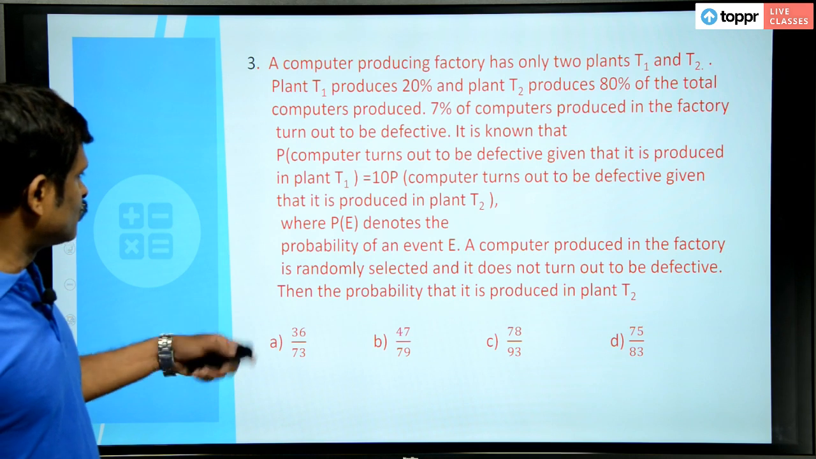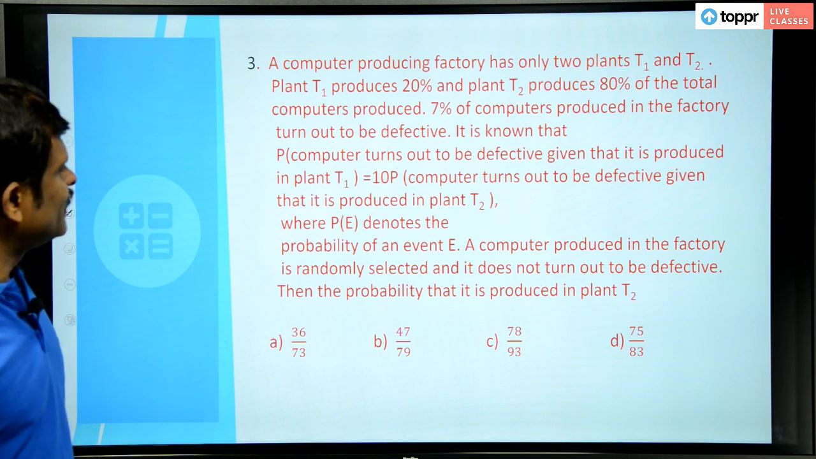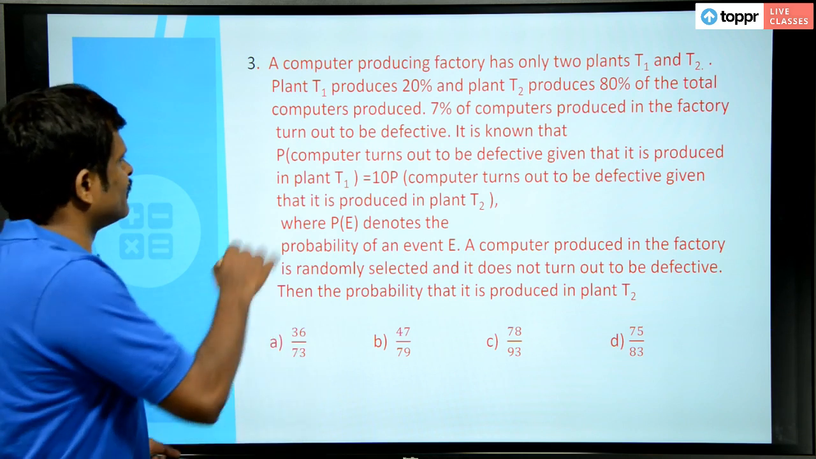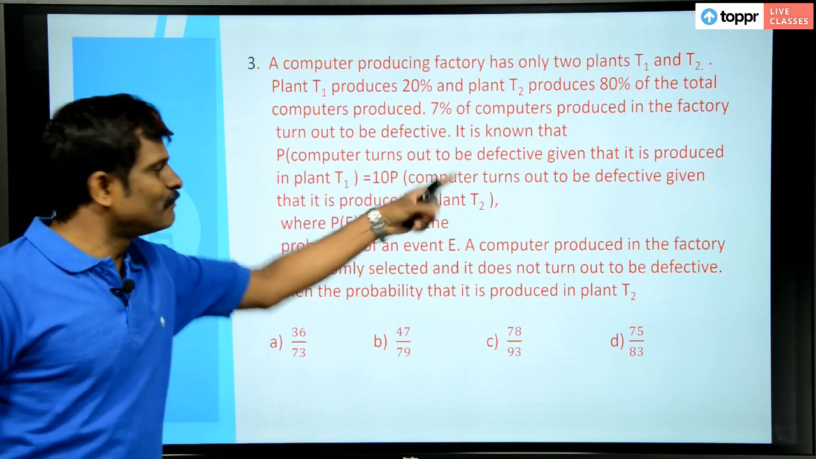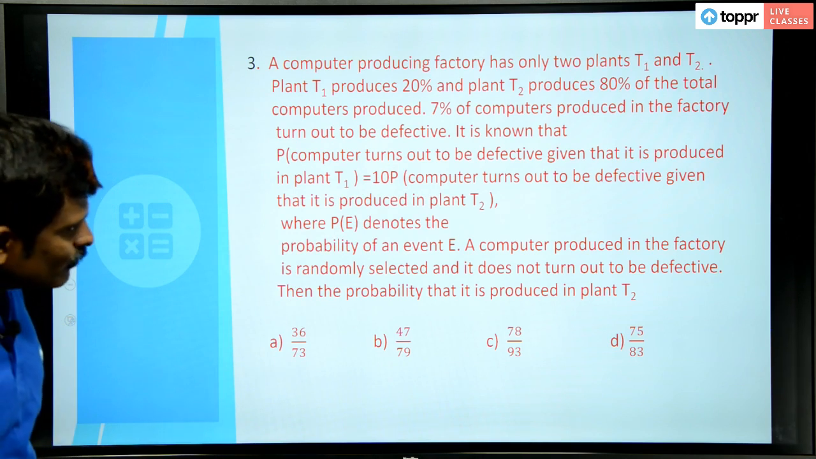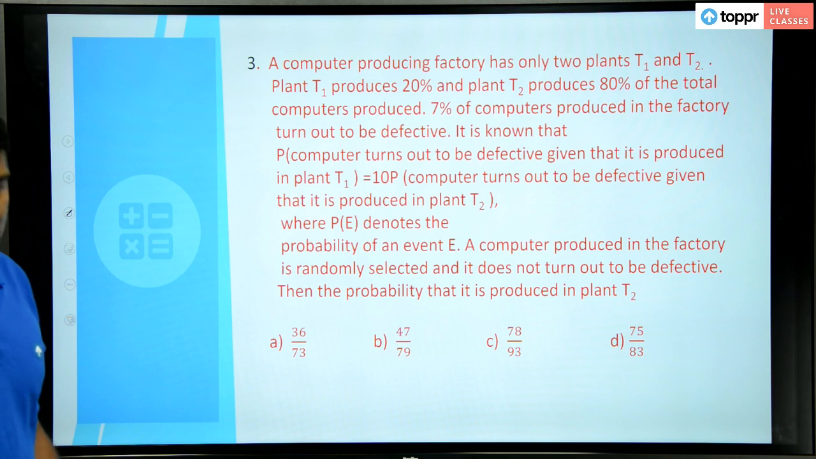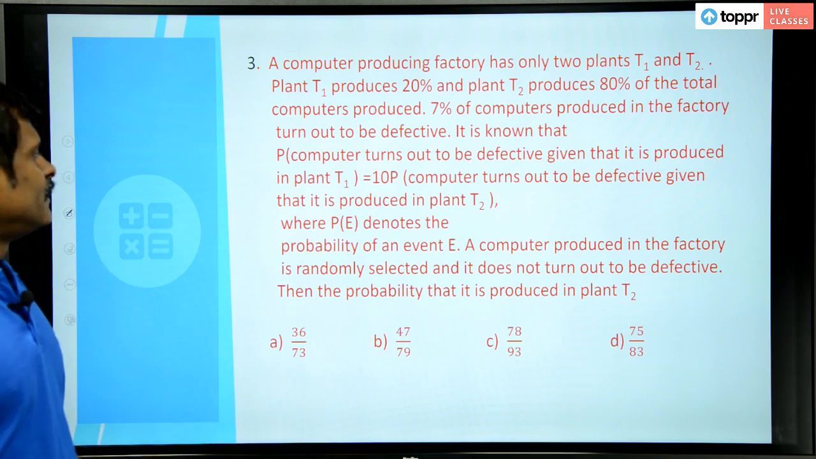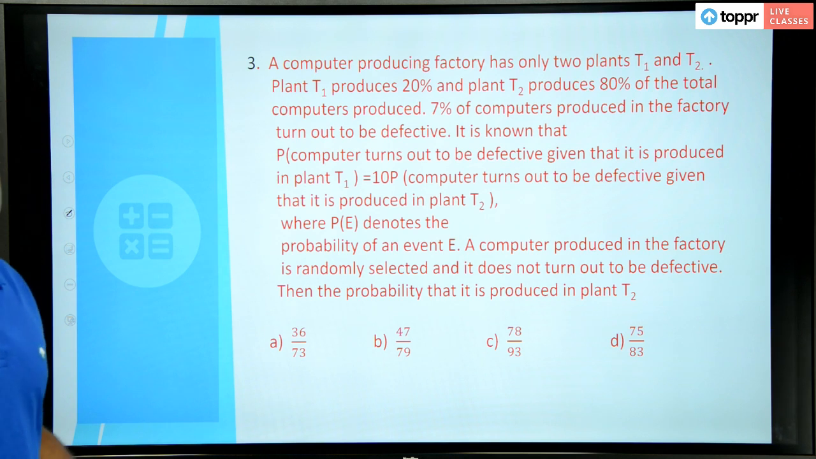So, also P(E) denotes the probability of an event E. So, P(E) is a generalization, the probability of an event E. So, a computer produced in the factory is randomly selected. From the production lot, they selected a computer randomly and it does not turn out to be defective. So, it is a non-defective piece.